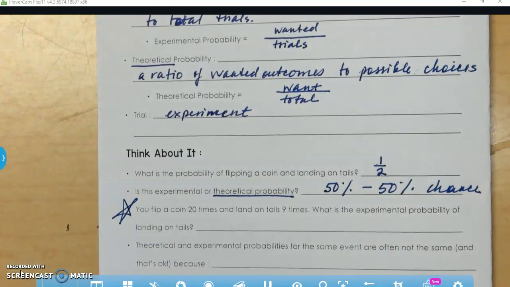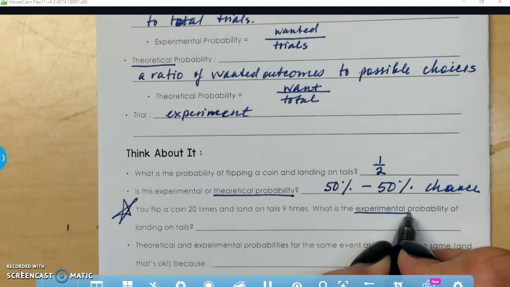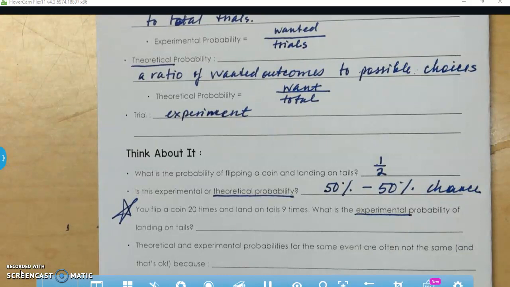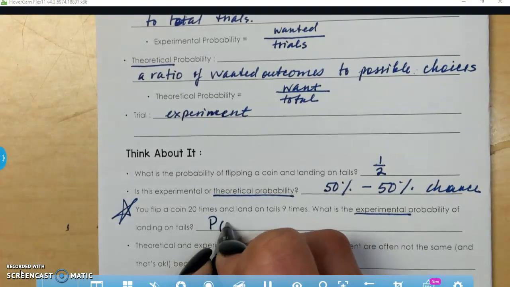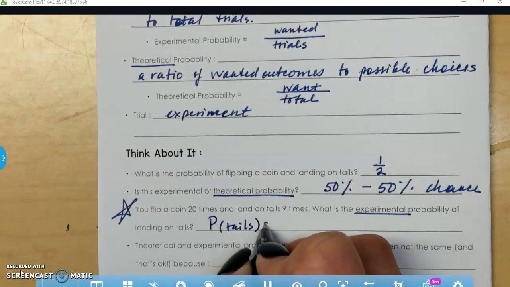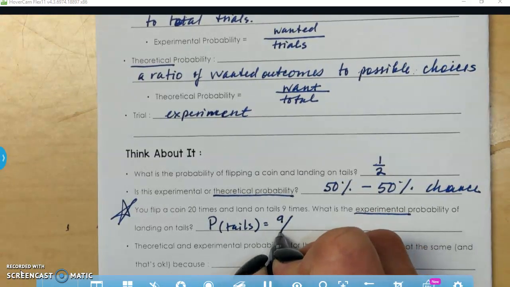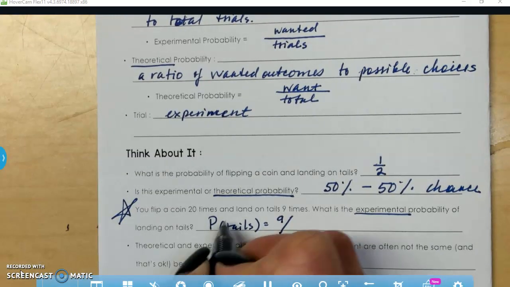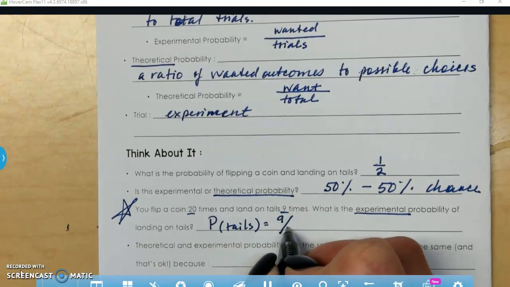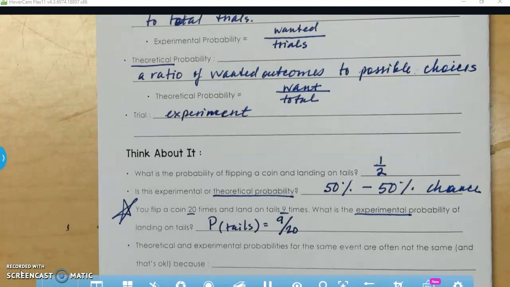However, let's look at this statement, guys. It says you flip a coin 20 times and land on tails 9 times. What is the experimental probability of landing on tails? So you actually did do the act of flipping the coin. Remember, the probability of tails would be 9. That's what we're asked about. Not out of 2, but now we're going to look at our trials, out of 20.